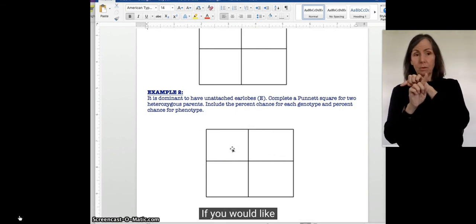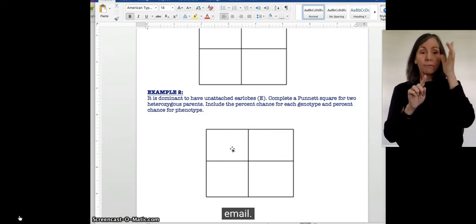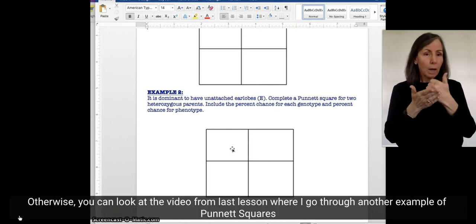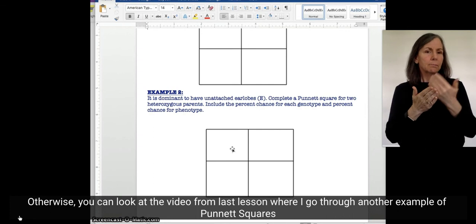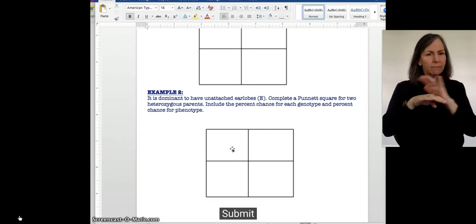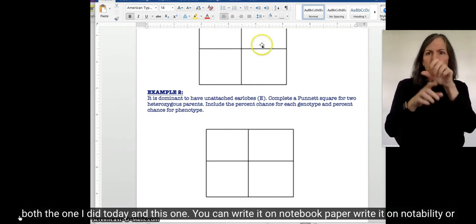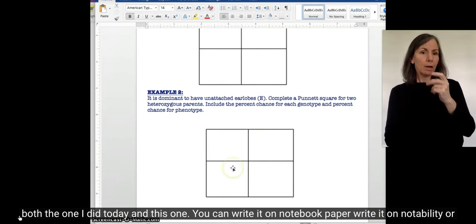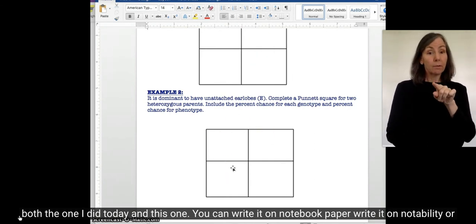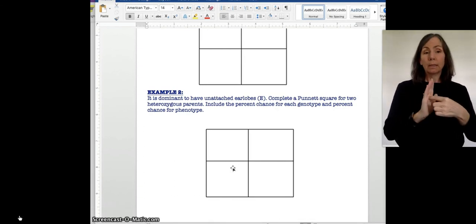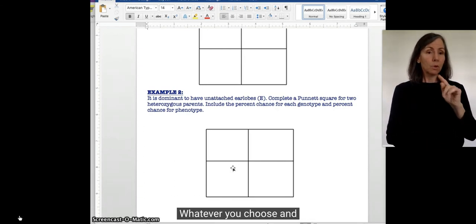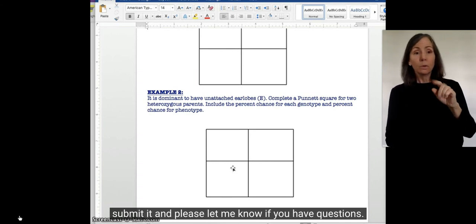If you would like more help, email. Otherwise, you can look at the video from last lesson where I go through another example of Punnett squares and submit both the one I did today and this one. You can write it on notebook paper, write it on Notability, or on a Google Doc, whatever you choose, and submit it. And please let me know if you have questions.